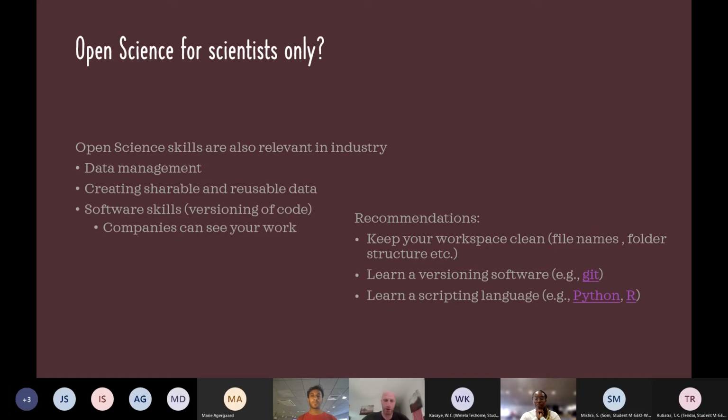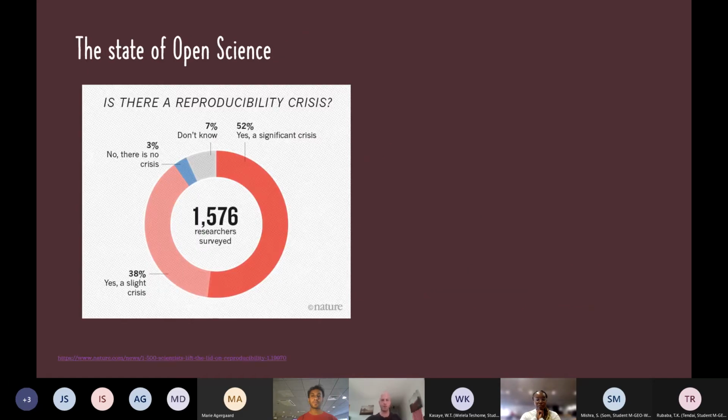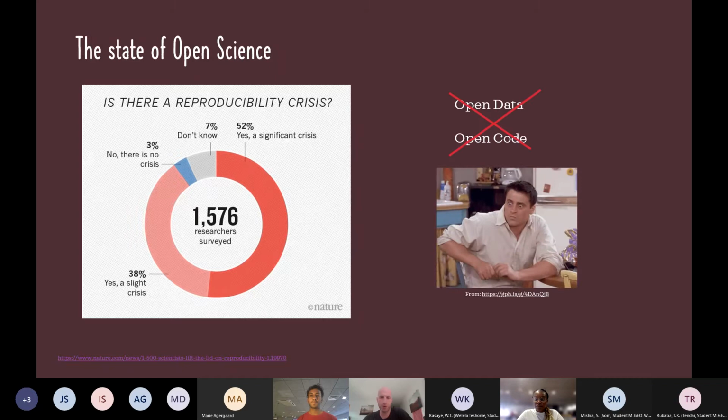Despite these, in my opinion, very strong incentives, we have an open science problem. In 2016, Monya Baker published a paper in Nature about reproducibility. She asked more than 1,500 researchers if there is a reproducibility crisis. Remember the definition of reproducibility: same code, same data. 38% said, yes, there is a slight crisis. 52% said, yes, there is even a significant crisis. So in total, 90% think it is impossible to achieve the same results by using the same code and data, which is quite an alarming number.